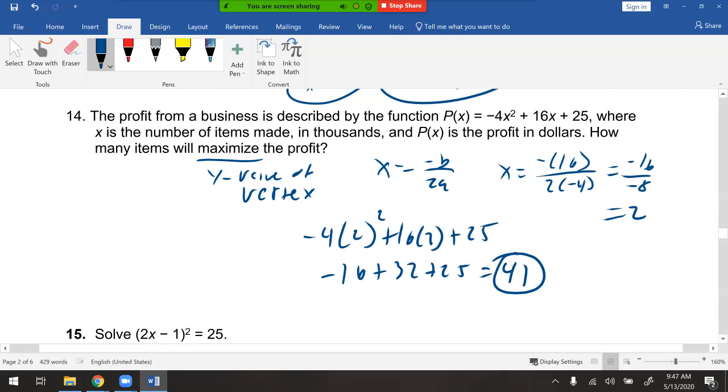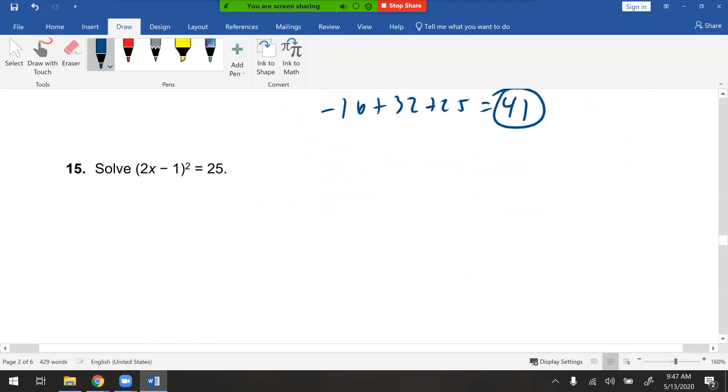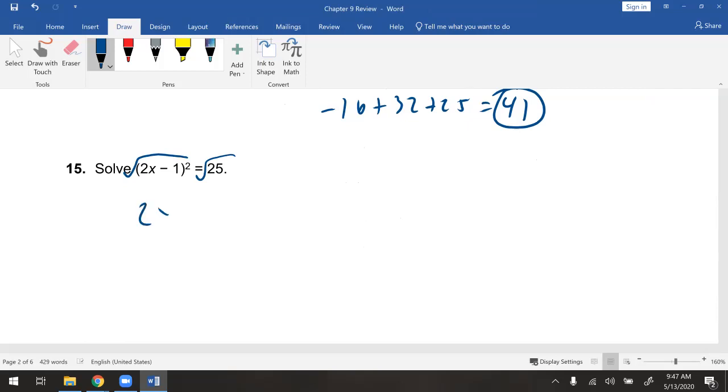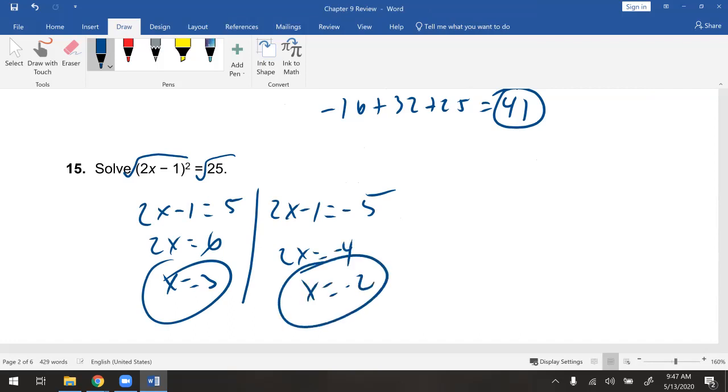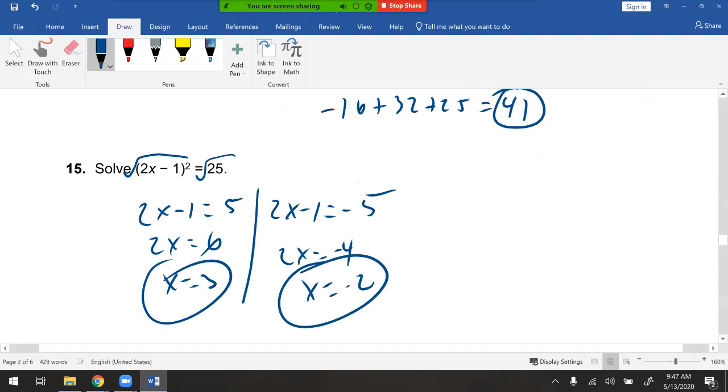Okay, that'll cover 14 in a nutshell. Here we go. Moving on now to 15. Well, notice how the squared is by itself. So what I'm going to do is square root both sides in order to find answers. Now, I'm going to have two answers. The reason being, remember that it's plus and minus 5. We have to have two equations for this. So we get 2x equals 6, and then x equals 3, voila. 2x equals negative 4, x equals negative 2, voila. Okay, that covers 15. It is that simple.